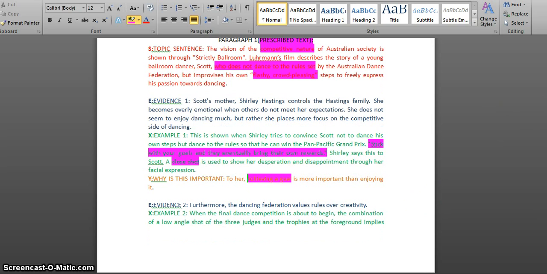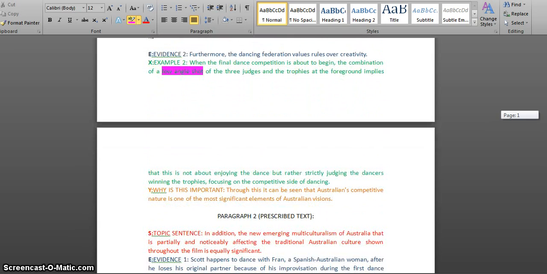Now, what is the example for that statement that he just made? So he pulls another scene from the movie. It says, when the final dance competition is about to begin, the combination of a low-angle shot, so he's talking about shots again, of the three judges and the trophies at the foreground, implies that this is not about enjoying the dance, but rather strictly judging the dancers winning the trophies, focusing on the competitive side of dancing.